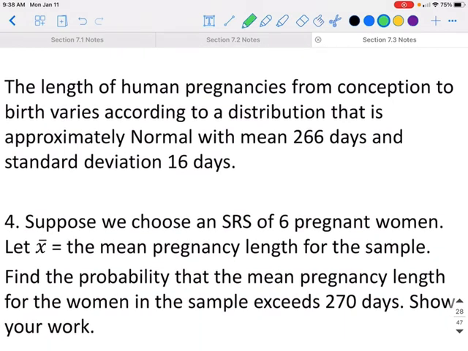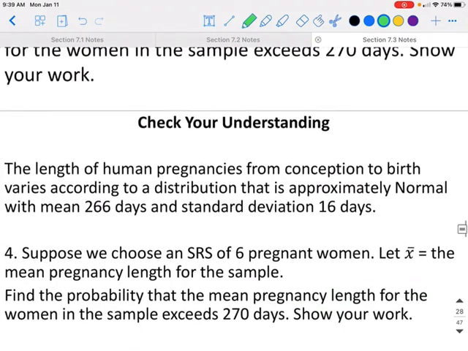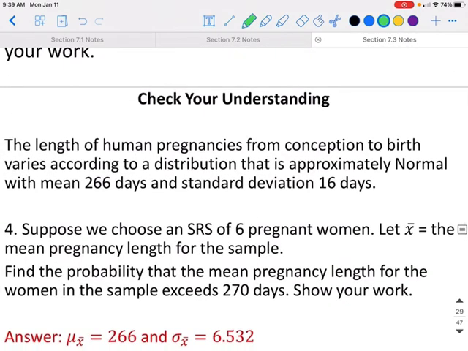Suppose that we chose a simple random sample of 8 pregnant women. Let x bar be the mean. Find the probability that the mean pregnancy length for the women in the sample exceeds 270 days. Now, since we are talking about the entire sample, we will now use our new mean and our new standard deviation for just the sample. So the mean is still 266, but our new standard deviation was 6.532. To find this, you are going to find the z-value again.